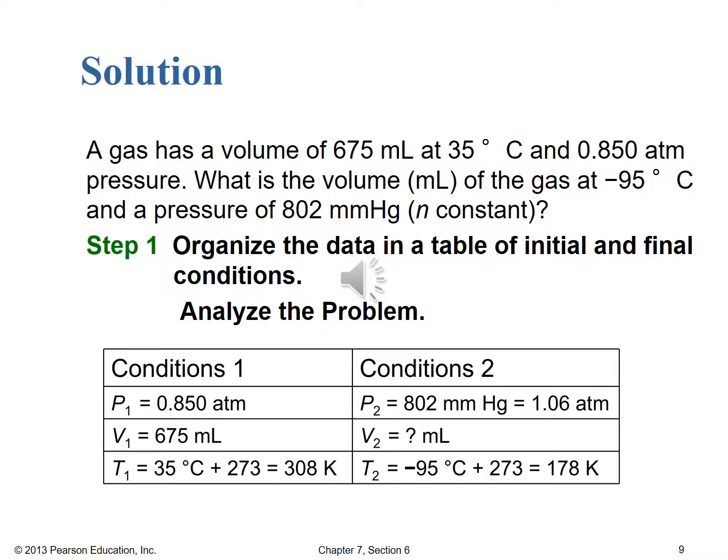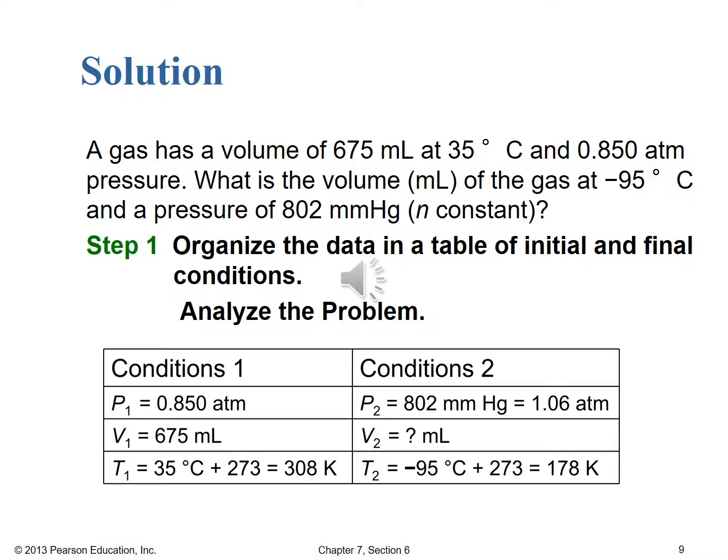All right, so hopefully you started with step 1, you organized the data into a table and analyzed the problem. Condition 1, you have P1 equals 0.850 atmospheres. V1 has a value of 675 milliliters, and T1 is 35 degrees Celsius, which when converted gives us 308 Kelvin.